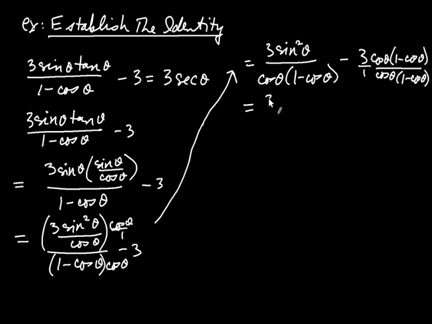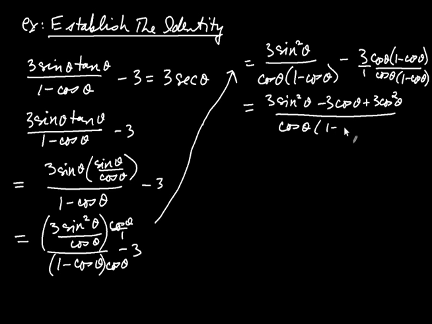All right, so we're going to get 3 sine squared theta, okay, minus. Now, this is going to be minus 3 cosine theta. I have to distribute that negative 3 cosine theta, and then it becomes plus 3 cosine squared. Do you see that? All over the common denominator, which is cosine theta times 1 minus cosine theta.